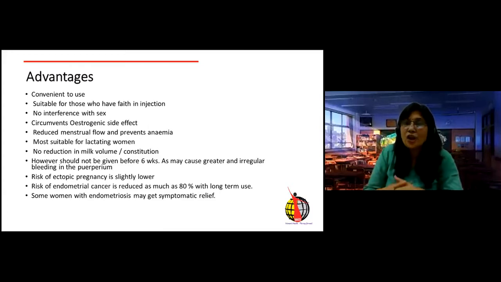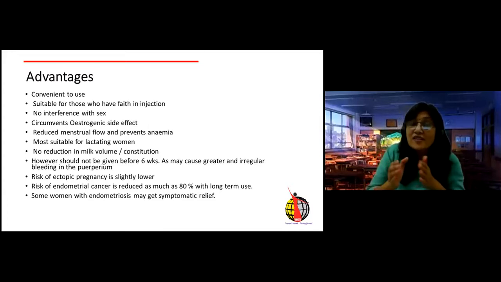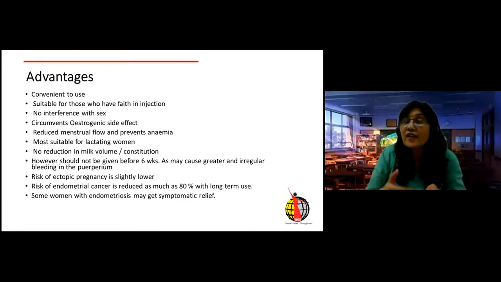However, it should not be given within the first 6 weeks. Why? The answer is, it may cause an irregular bleeding pattern postpartum, and we are not accepting that irregular bleeding pattern, because in the initial postpartum period we want to be sure that the uterus is empty and there are no tissues left behind. So you do not start within the 6 weeks of the postpartum period.